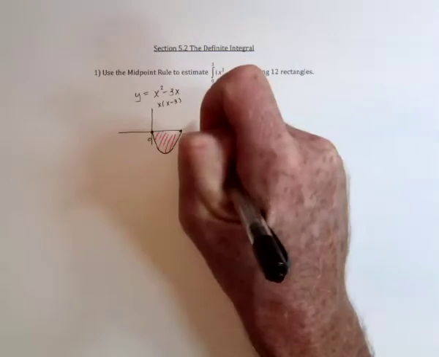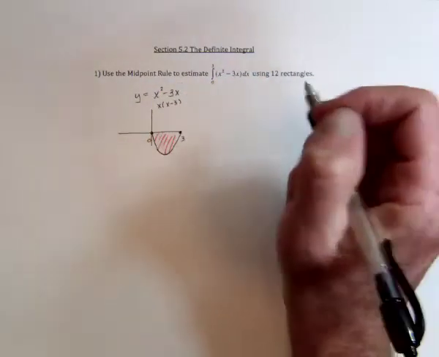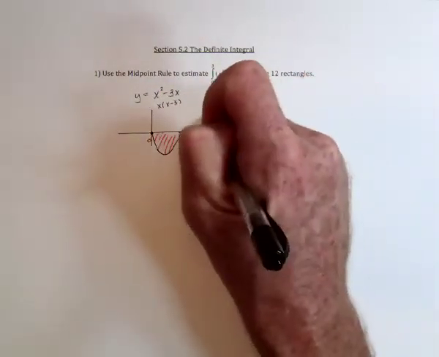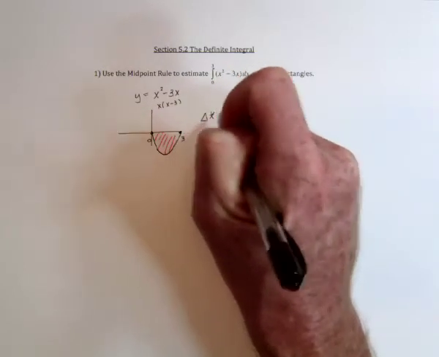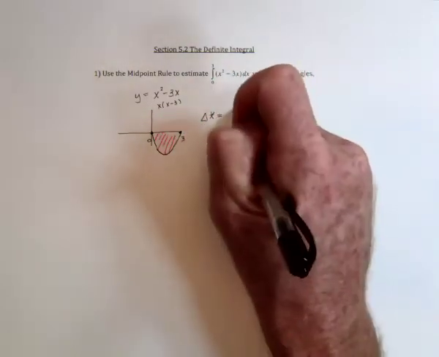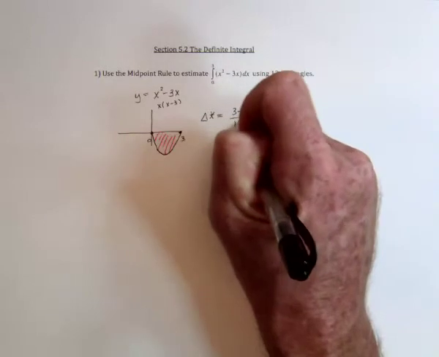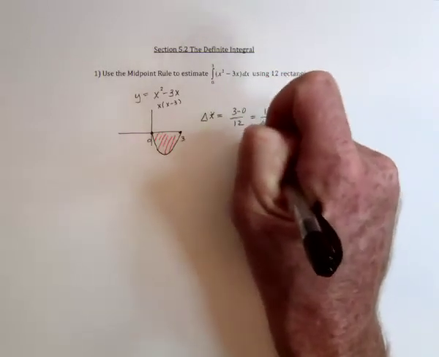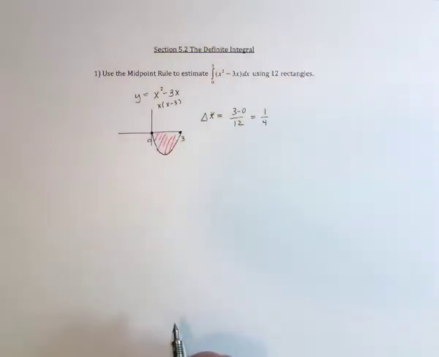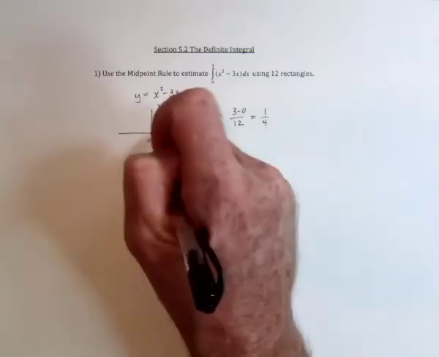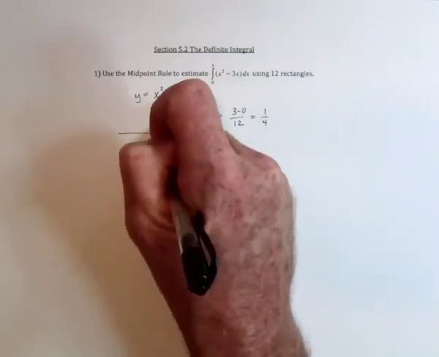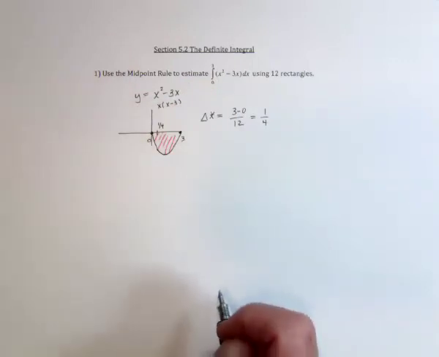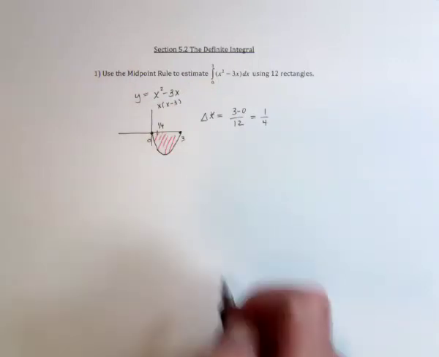So first of all, take that interval from 0 to 3 and divide it into 12 pieces. So you'd have delta x is equal to 3 minus 0 divided by 12. Or in other words, each one is going to have a length of 1/4. So go from 0 over to 1/4, and then another quarter, etc.